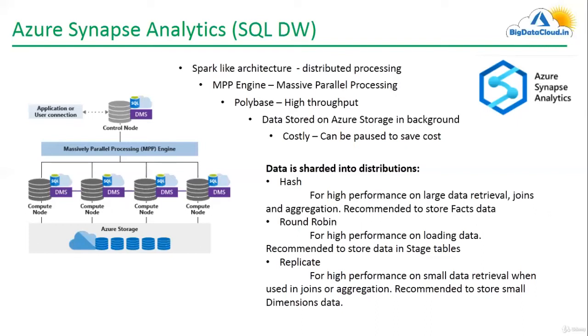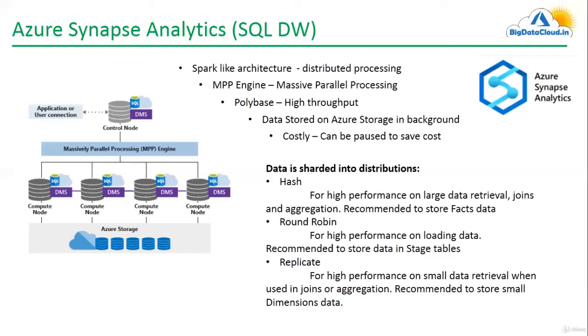Second one is round robin. It is used to load the data into SQL Data Warehouse. When you want to ingest or load a very high volume of data, go with round robin. A staging table or staging area is the perfect example for round robin distribution.